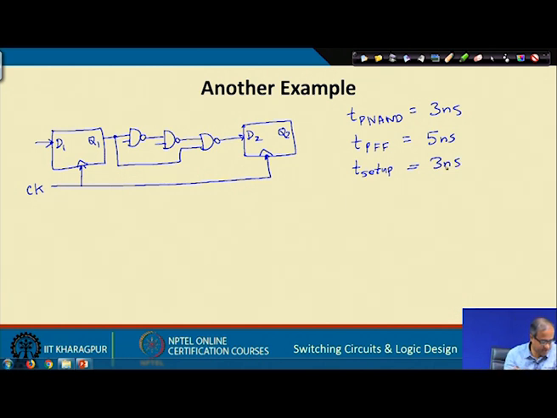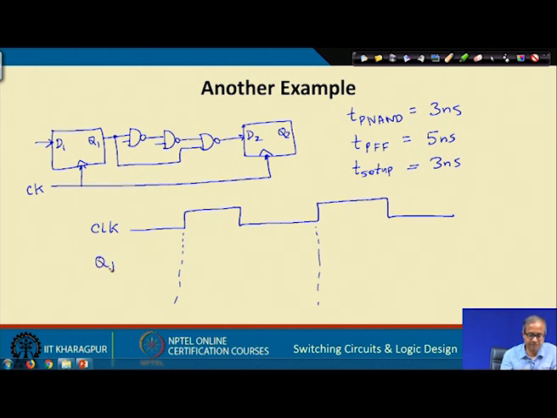For this circuit, if you look into the timing once more, I am showing 2 clocks like this. These are the active edges. If I look at Q1, when the clock edge comes, the propagation delay is 5 nanoseconds. Q1 was whatever it was earlier, I do not know, but after a delay of 5 nanoseconds, TPFF, I will get the new value of Q1 after this clock edge, and this value will remain after that.